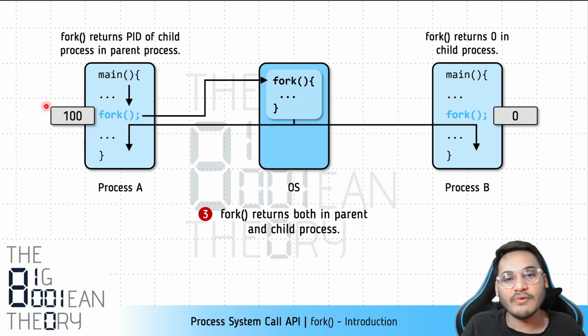First of all, the return value is different. In the parent process, the return value is the process ID of the child. In the child process, the value returned is 0. And this difference in return value is very useful because this helps us to determine in which process we are currently executing, whether the parent or the child.